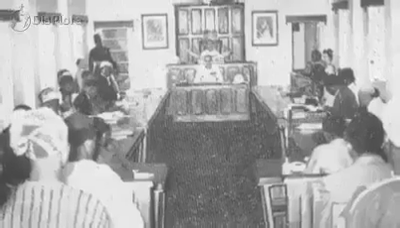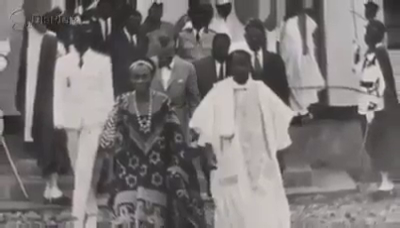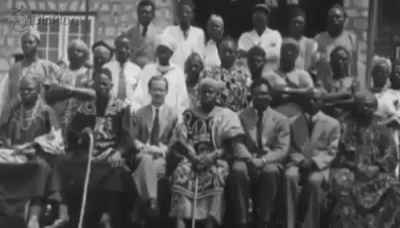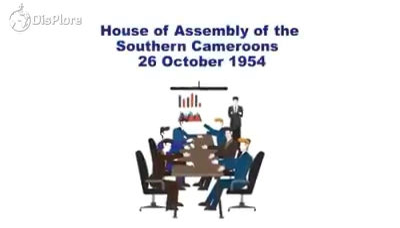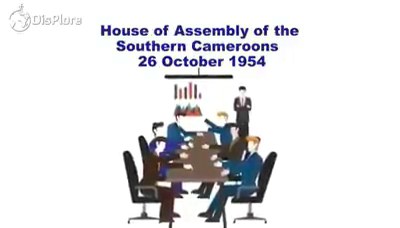The Order in Council of 1954 established in Buea a legislative house known as the House of Assembly of the Southern Cameroons and an executive council. During this time, Southern Cameroons gained limited autonomy as a quasi-region within the Nigerian Federation. The first sitting of the newly created House of Assembly of the Southern Cameroons met on 26 October 1954.